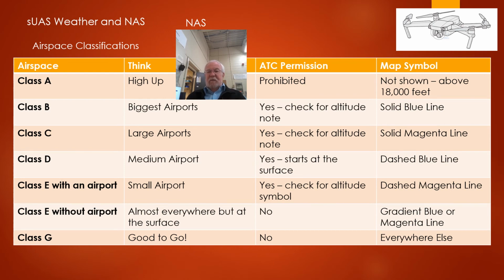it's just really helpful because over in the map symbol it tells you solid blue line for B, solid magenta for C, dash blue line for D, and E with an airport dash magenta, E without an airport it's a gradient magenta, and Class G is everywhere else. So it's just a good simple way to reference these markings on the chart. But like I said, you also have the testing supplement with the legend that you'll be able to look up.